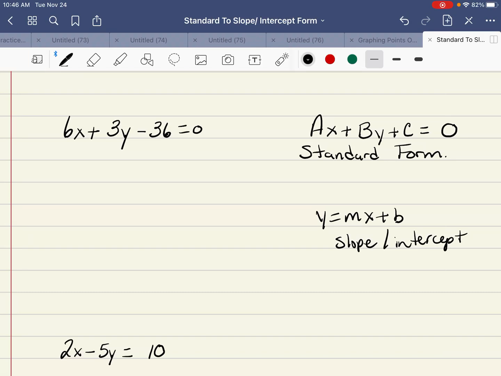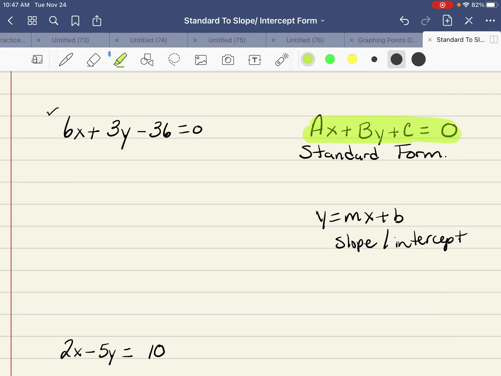Okay, in this video, I'm going to show you how to go from the standard form of a line to the slope-intercept form. So this example here, I'm just going to check it off here. 6x plus 3y minus 36 equals 0. That's in standard form because it's got this general look that standard form exhibits.